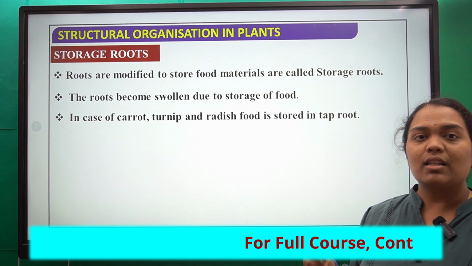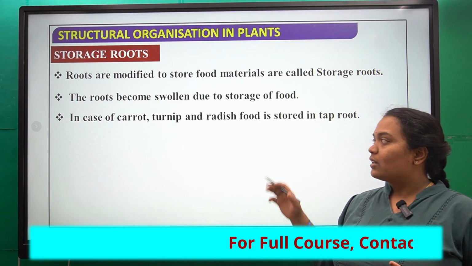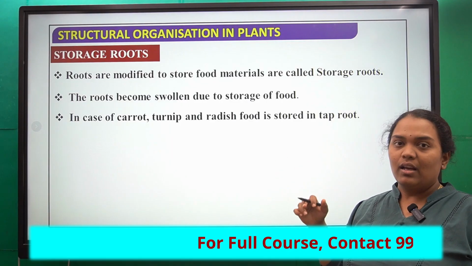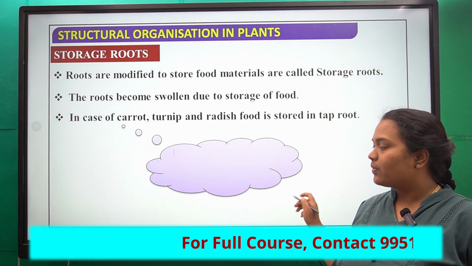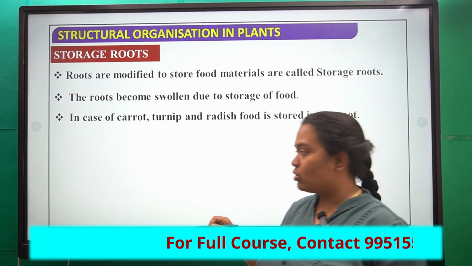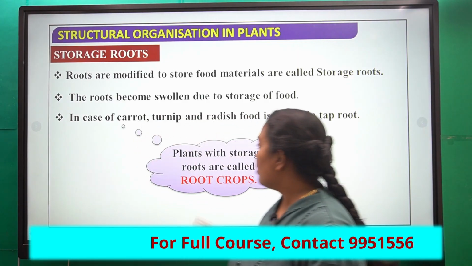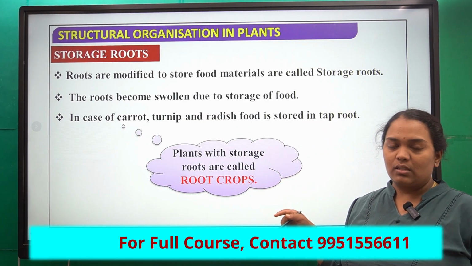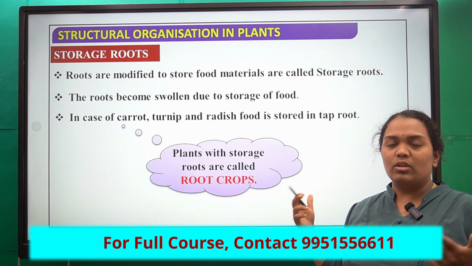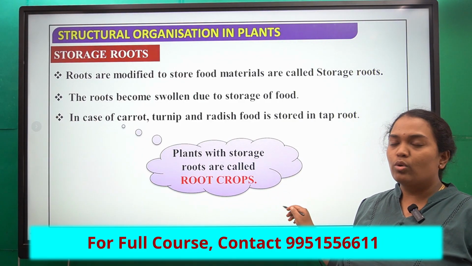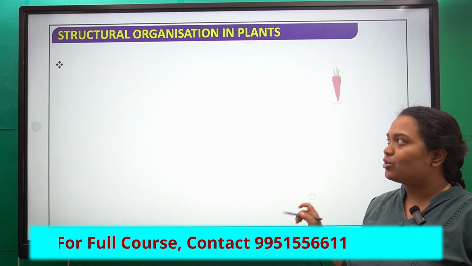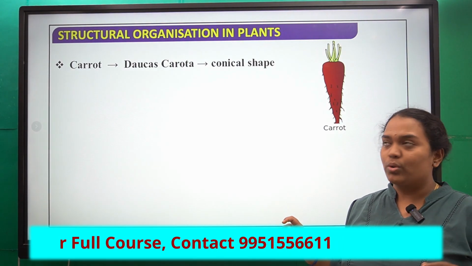They'll ask you what type of root system is storing the food material in carrot. Then it should be tap root system. Plants that store food in roots are called root crops. So this potato, this carrot, all are called root crops, because the main material, the food that we are consuming, is coming from the root.